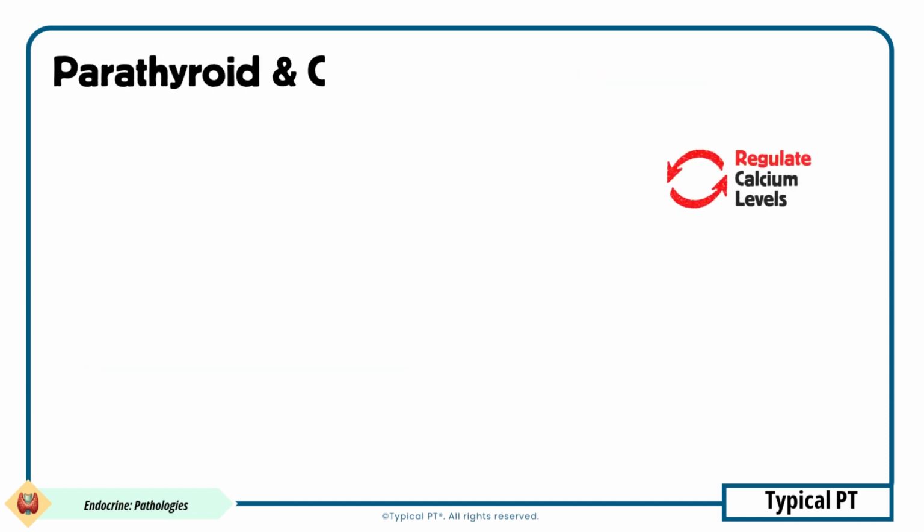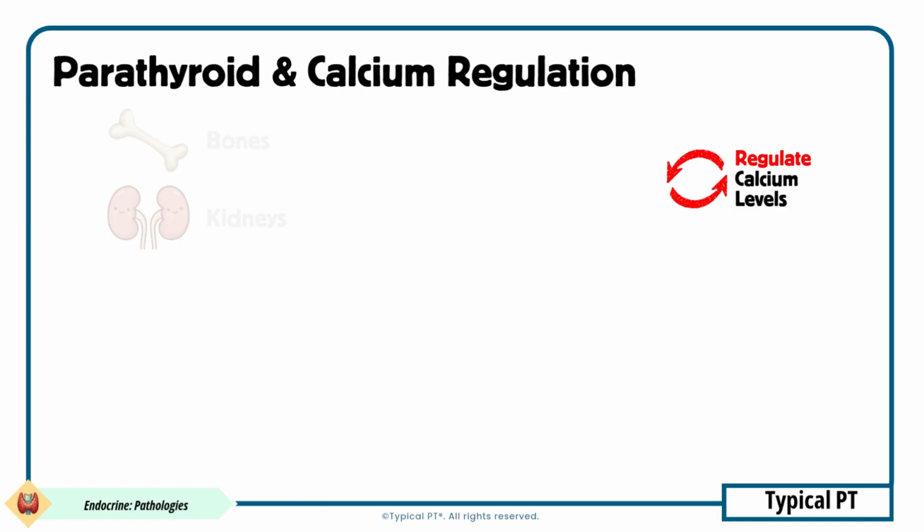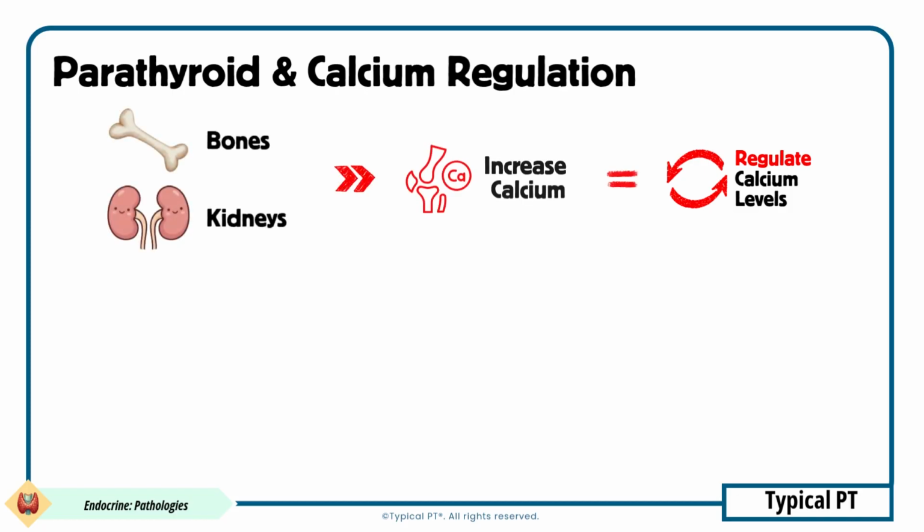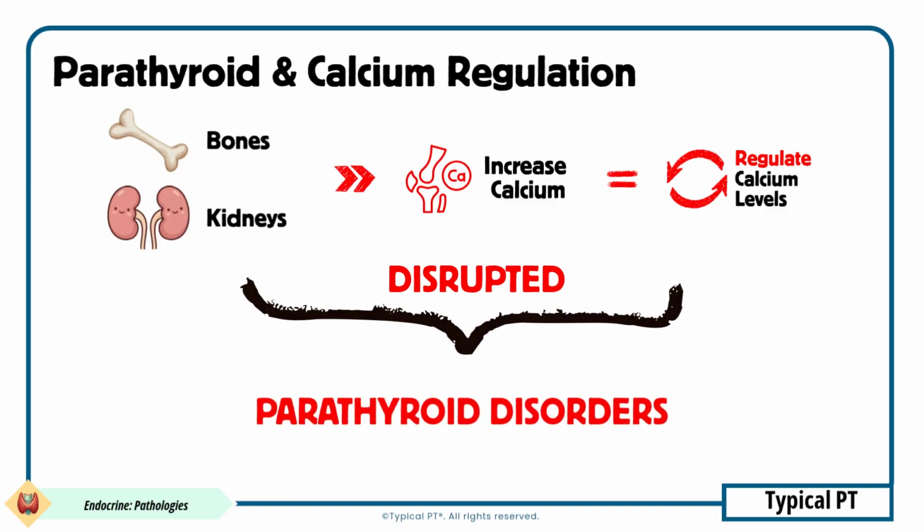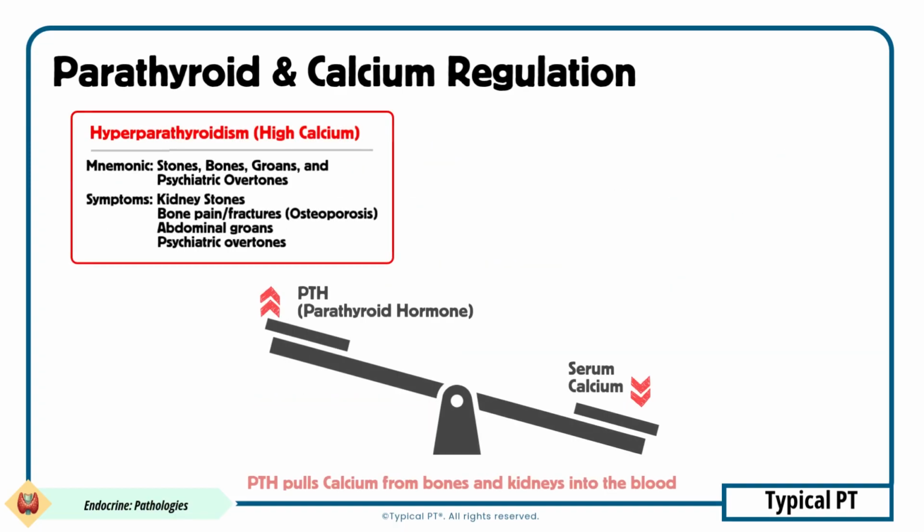Parathyroid hormone regulates calcium levels in the body by acting on the bones and kidneys to increase blood calcium. When this system is disrupted, parathyroid disorders develop that alter calcium balance. Hyperparathyroidism causes high calcium. Here's a mnemonic to help you remember the signs: stones, bones, groans, and psychiatric overtones.